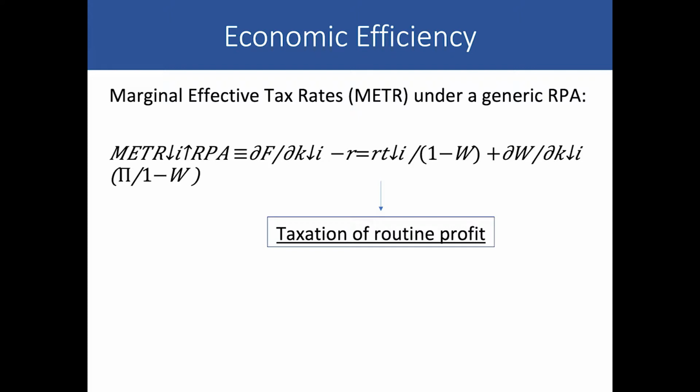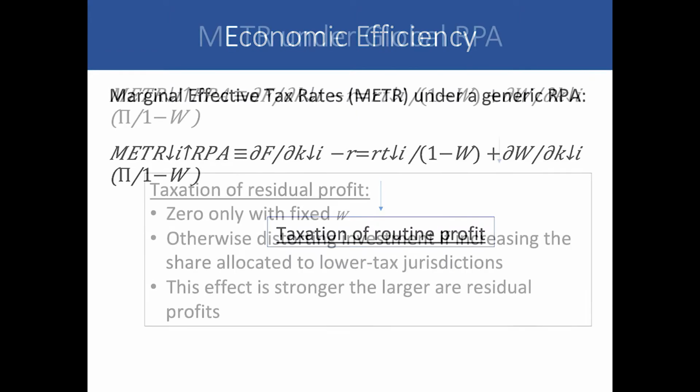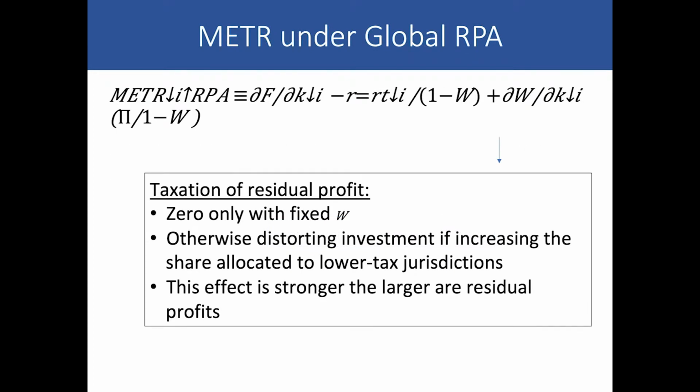Okay, so what about the efficiency aspect of the global residual profit allocation? Mike already waved his hands on how we should evaluate economic efficiency. And for all the tax experts, it's the marginal effective tax rate. If this parameter is higher, the tax system is more distortive to investment, and you should expect to see lower investment in equilibrium. The marginal effective tax rate under RPA can be decomposed into two components. The first is what we're familiar with, because it's taxing the underlying investment. That's basically the taxation of routine profit. And then there is a second element which relates to the taxation of residual.